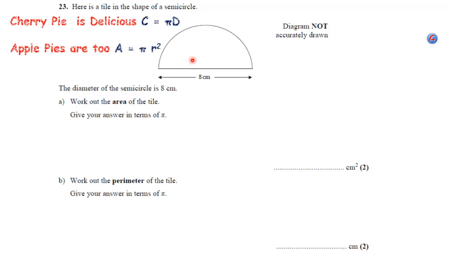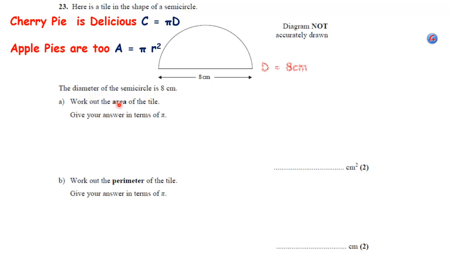So what I need to do is to make sure I have these rules and these formulas at hand. Cherry pie is delicious. C equals pi d. Apple pies are 2. A equals pi r squared. These are the formulas for circumference. Circumference is the distance around a full circle, and area is the space inside a full circle. So you do need to be switched on about those.